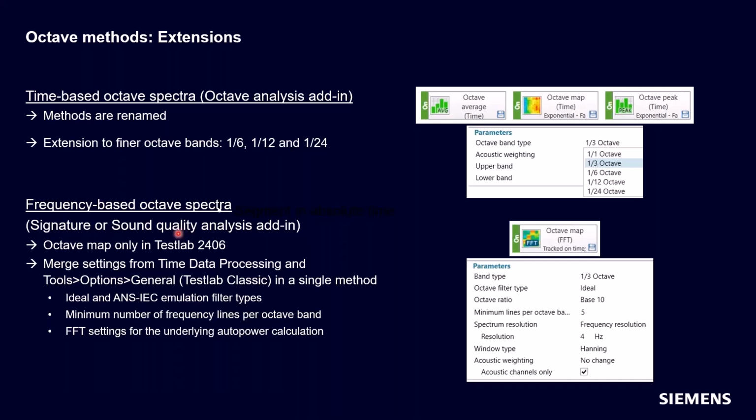And then what we did is that we merged the settings from classic that you found under Tools Options General into this one method. So in classic, you have to go to Tools Options General, pick which type of octave you wanted to use, and also set the minimum number of spectra per octave band you would keep. So you tended to lose the low octaves because you didn't have enough frequency resolution, and you can adjust that parameter. Now this is all available in the method as well.